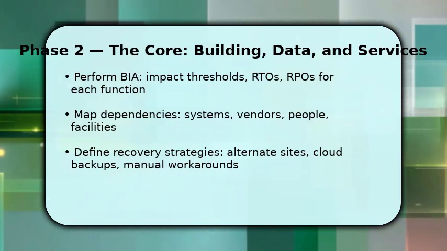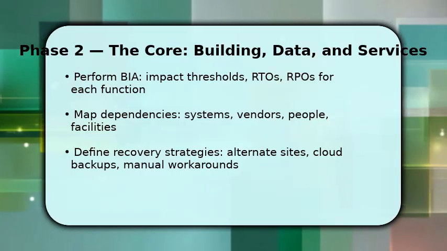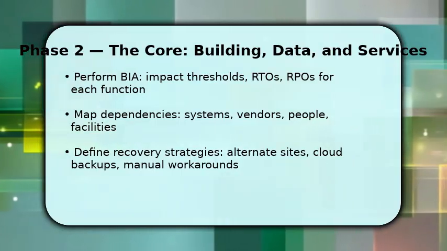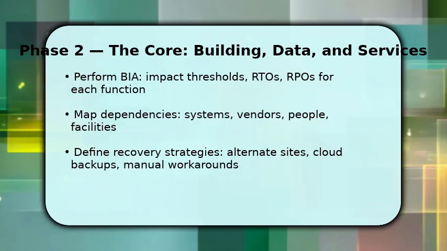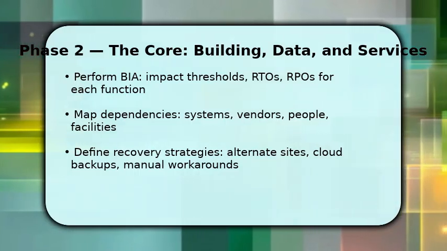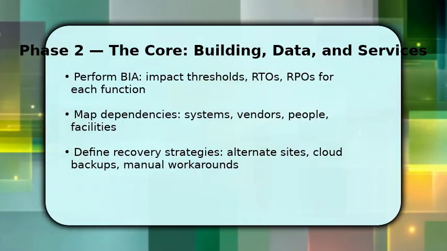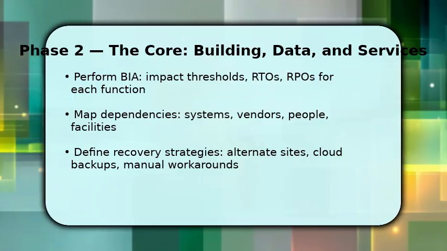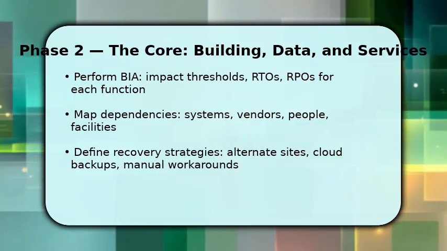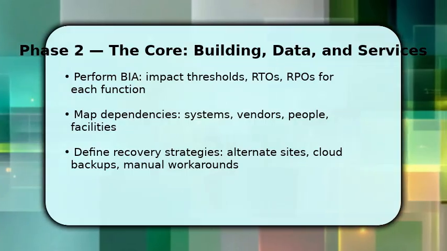Now you move into the detailed middle work. Assess risks and design how recovery will happen. Perform a business impact analysis to set impact thresholds and assign RTOs and RPOs for each function, since those metrics drive priorities. Next, map dependencies, systems, vendors, people, and facilities, so you know failure chains.